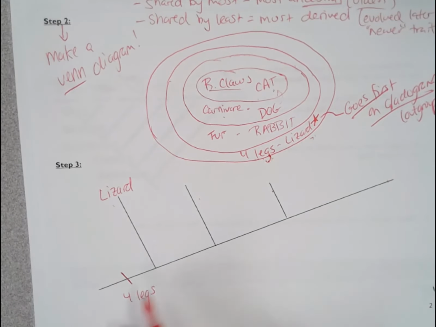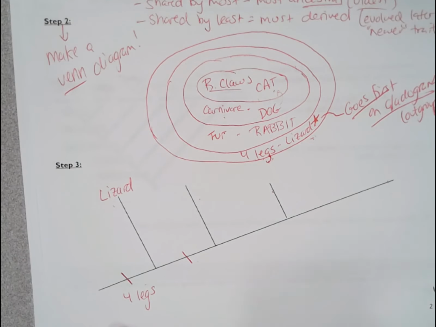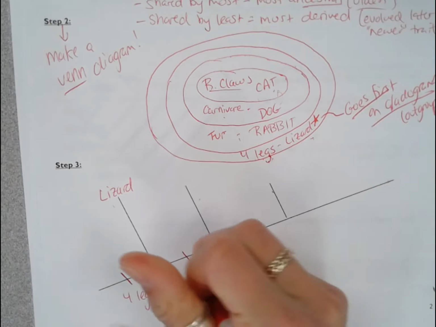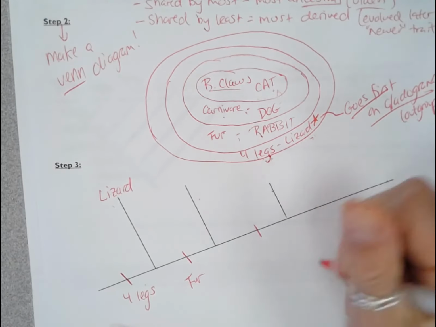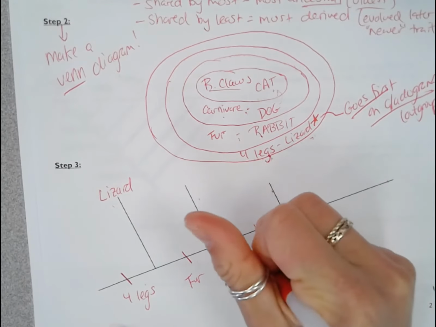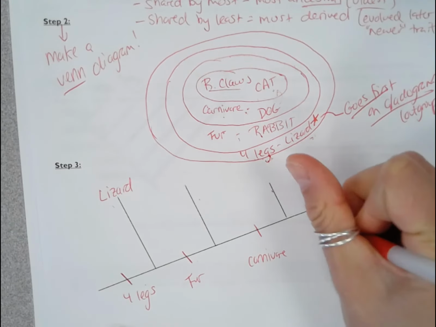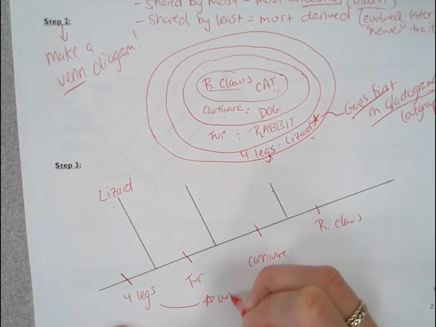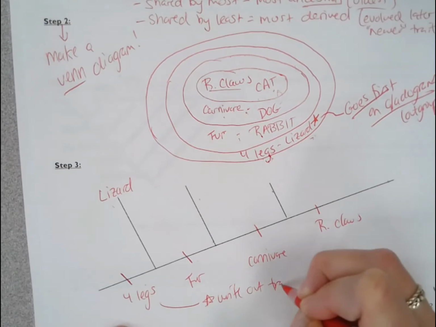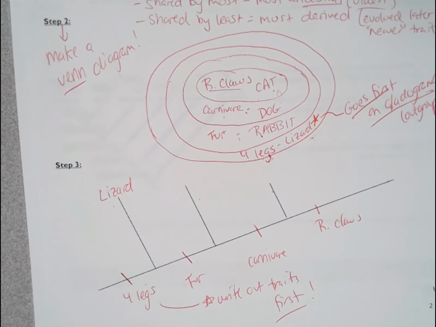Okay. What is the next trait that should go between the next species, guys? What's the next trait? Fur. And what's our next trait? Carnivore. And what's our last trait? Claws. Retractable claws. Okay? Then I just have to fill in my species. I would say you usually want to write out traits first. Okay? And then you can fill in your species, okay?